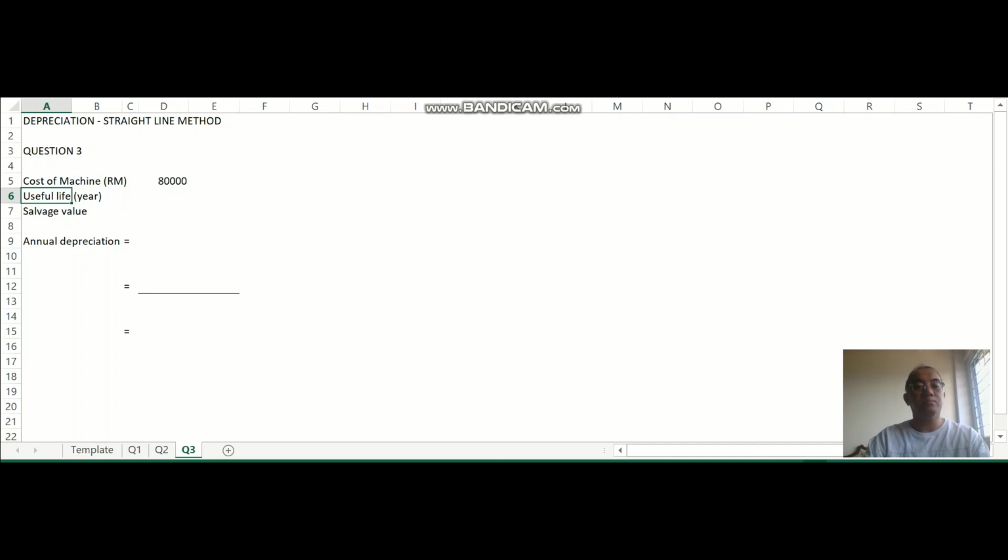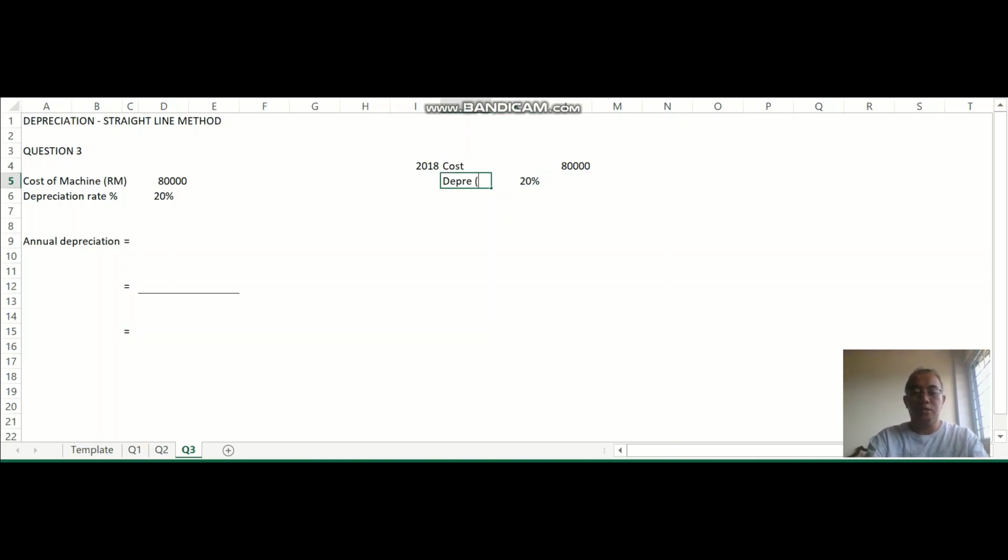Here we don't have the useful life, but we put here the depreciation rate, which is a percentage. So I put here 20%. Of course there's no salvage value, so we just delete that, and this calculation we can also ignore. So we just go straight here. In 2018 the cost of the machine is 80,000, and then the depreciation is at 20%.